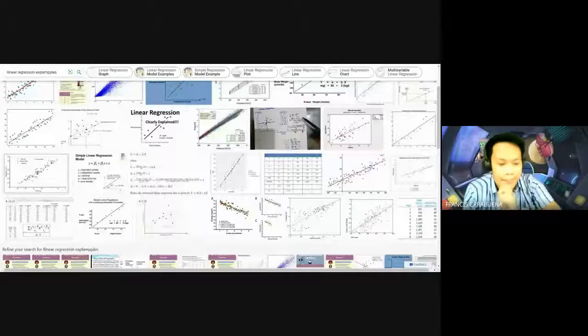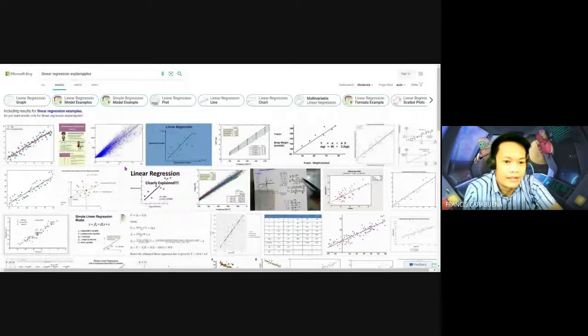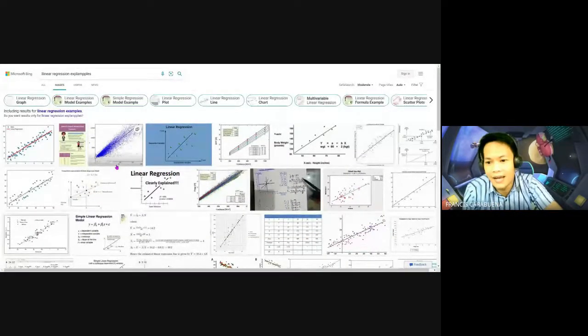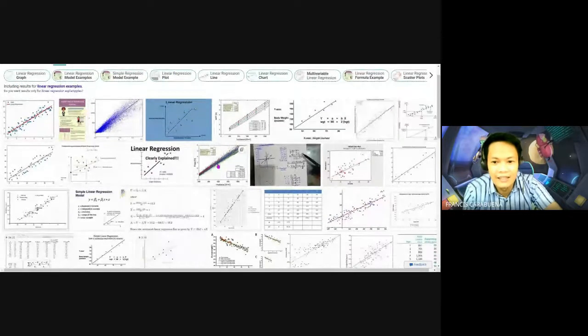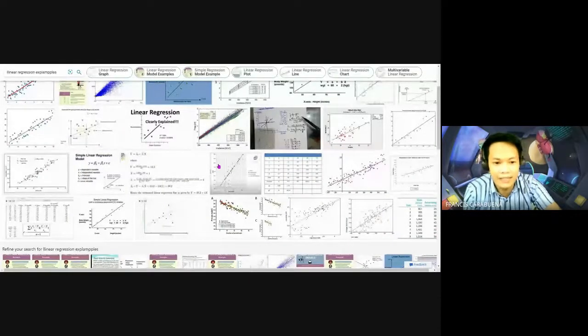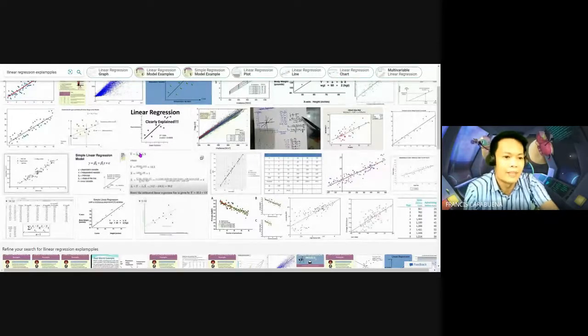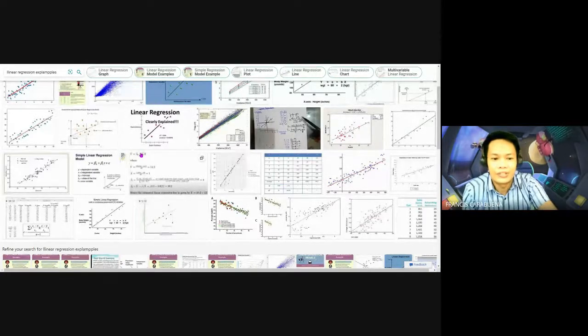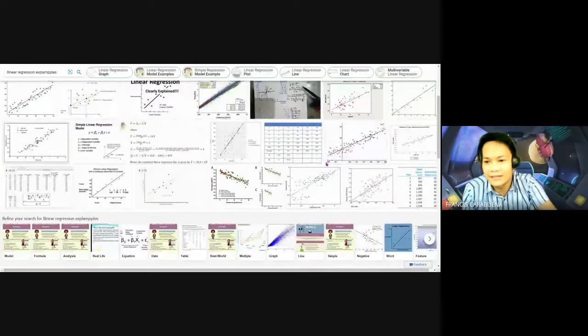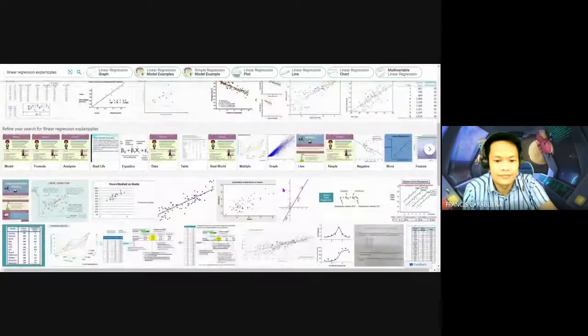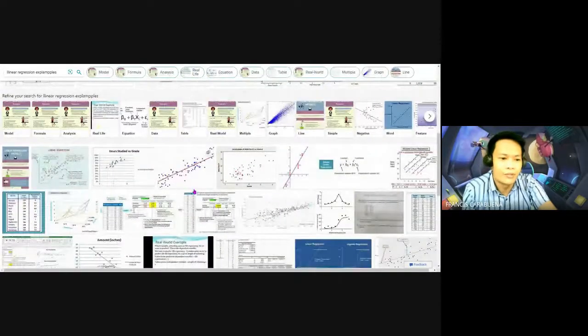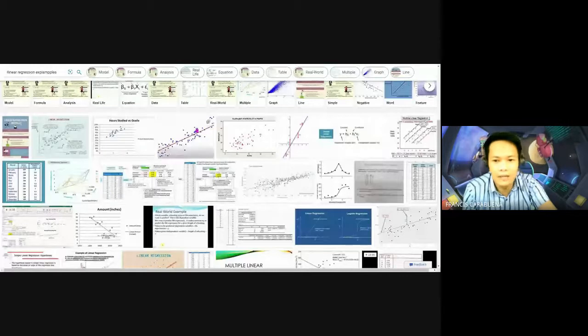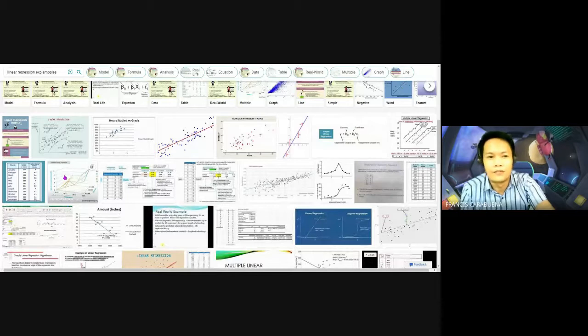Ito. Nakita ba? Okay, so ito yung mga example ng linear regressions, is all about plotting. Meron tayong fitted line, pair plot, para ma-predict natin yung gusto nating i-predict gamit yung linear regression. So straight line yan. Gamit yung Python codes, pwede kayong makapag-create ng ganitong plot. So for forecasting.